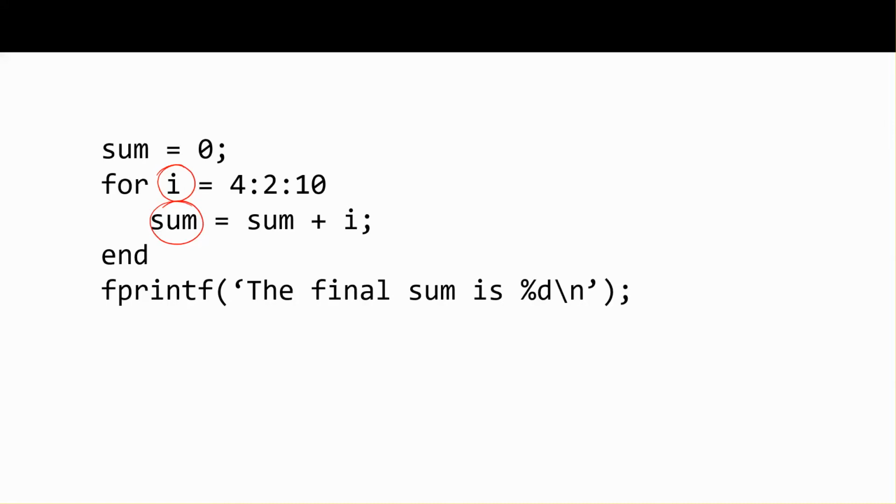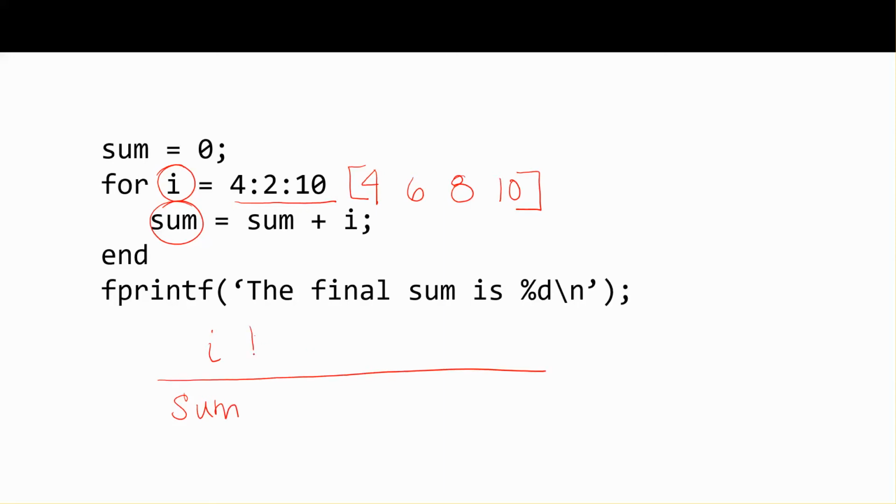So the first thing we can do is expand out this range here for I. We can say, well, the values that I is going to take on are 4, plus 2 is 6, plus 2 is 8, plus 2 is 10. So we would expect to do 4 iterations of this loop, one for each of the values that I can take on. Then let's trace through. Let's look at the values that I takes on each iteration of our loop, and then let's also look at the values that sum takes on each iteration of our loop.